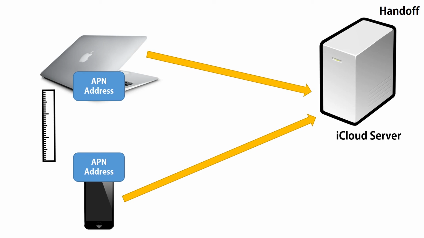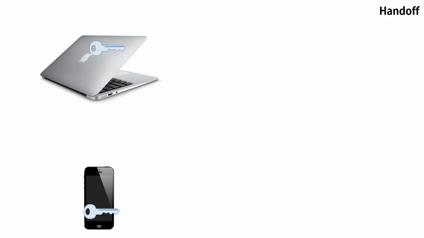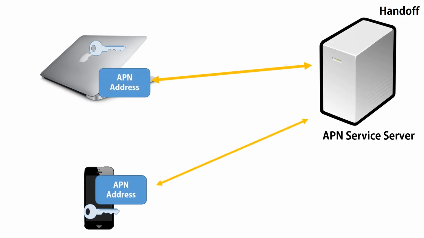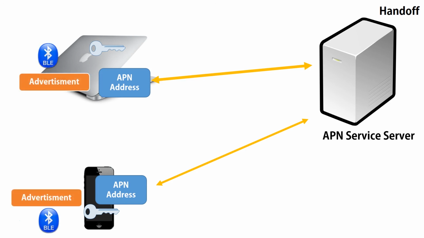Both devices have to sign into iCloud. Once they're in iCloud, a key is generated, and the two devices communicate over the APN service to establish a session. Once they've done that, they use Bluetooth Low Energy to communicate advertisements directly with each other.